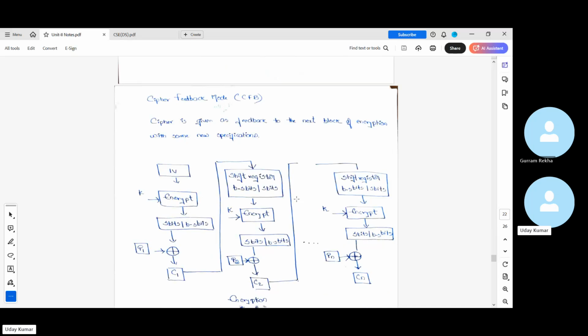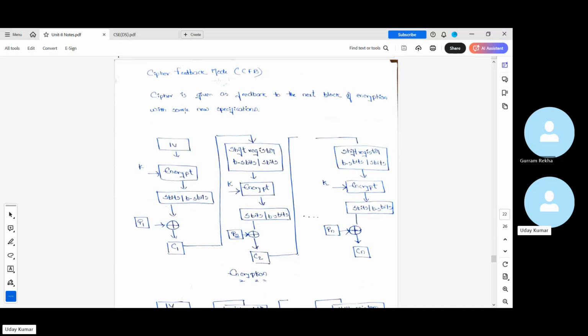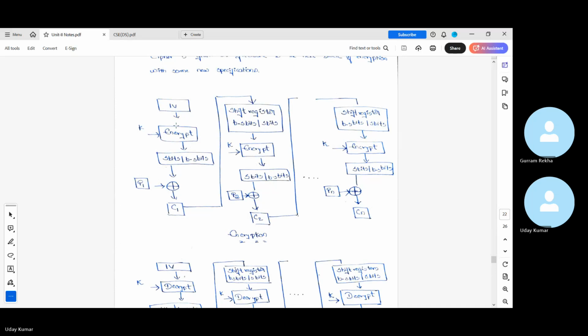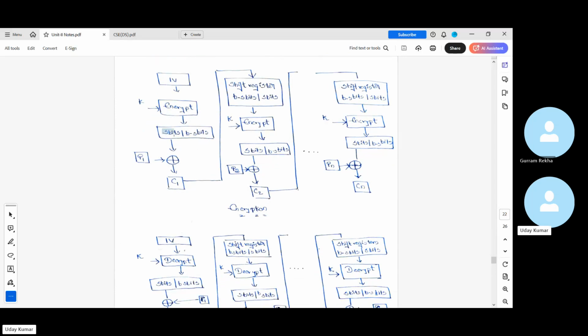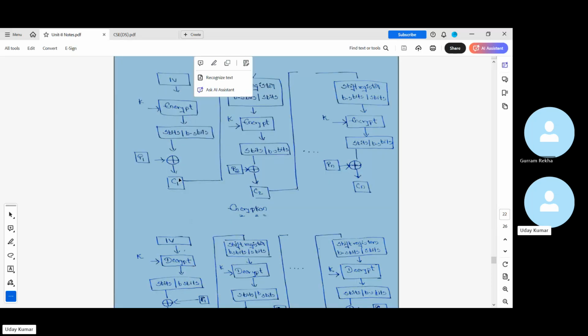Next, cipher feedback mode. This is a feedback to the next block of encryption with new specifications. So the initial vector, you do the encryption with the key, and you'll get the output bits. The bits that you get here are divided into S bits and B-S bits, right? In this, you select the S bits, students, and give them to XOR with the plain text. You'll get the ciphertext here. What you do with the remaining bits is discard them. See the next round here.